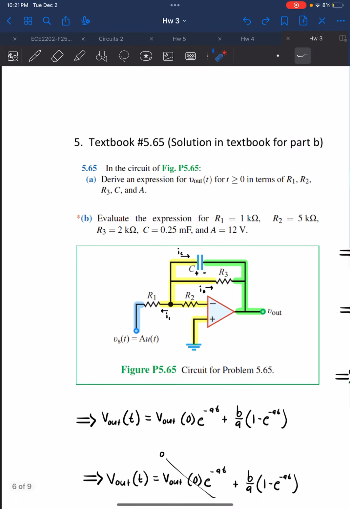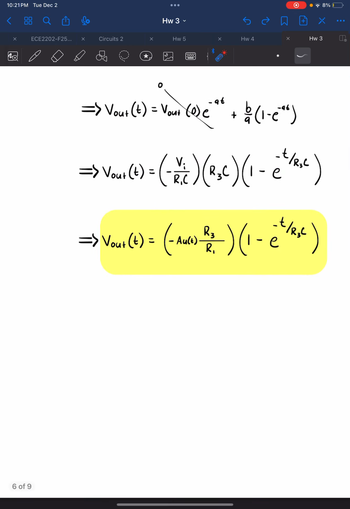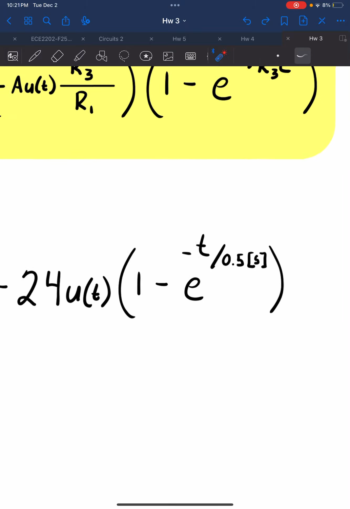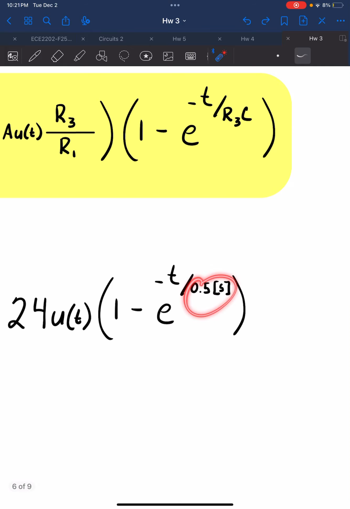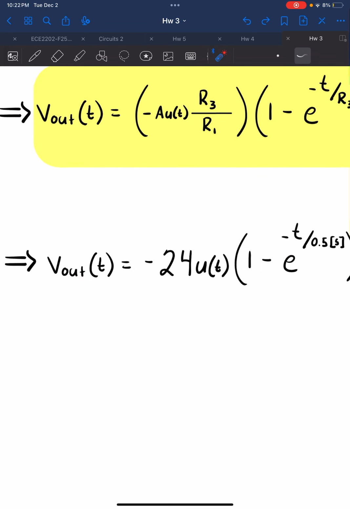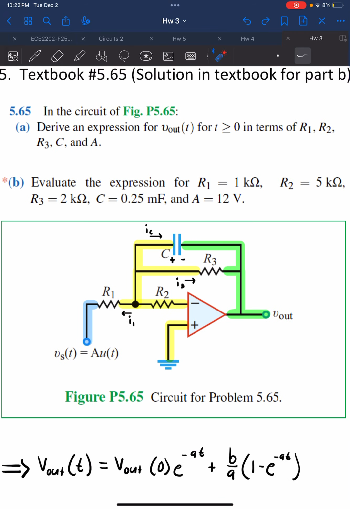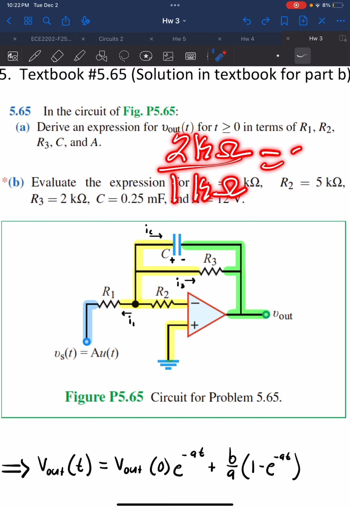In order to solve for part B, all we do is add in our terms. C is 0.25, R3 is 2 kiloohms, R2 is 5 kiloohms, and R1 is 1 kiloohm. If we add that, we get these numbers. R3 times C is 0.5 because R3 is equal to 2 kiloohms and C is 0.25. The 24 is coming from our A u of t times R3 over R1, because R3 is 2 kiloohms and R1 is 1 kiloohm, so 2 kiloohms over 1 kiloohm equals 2.